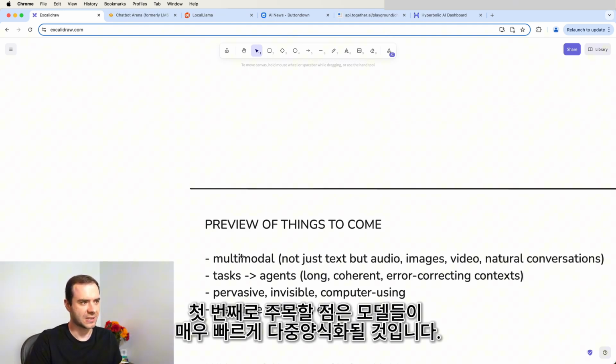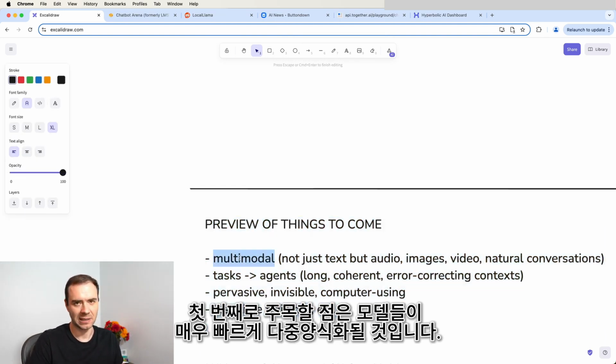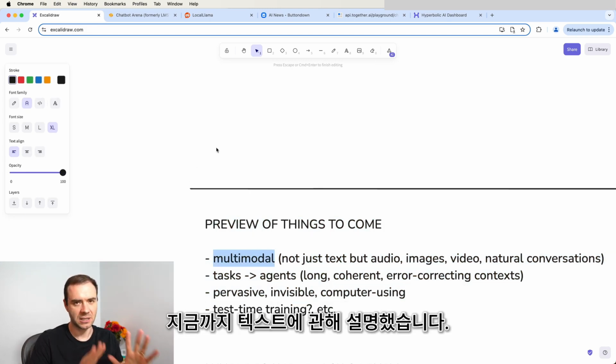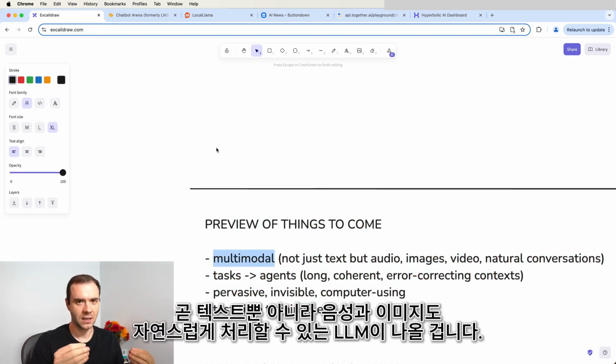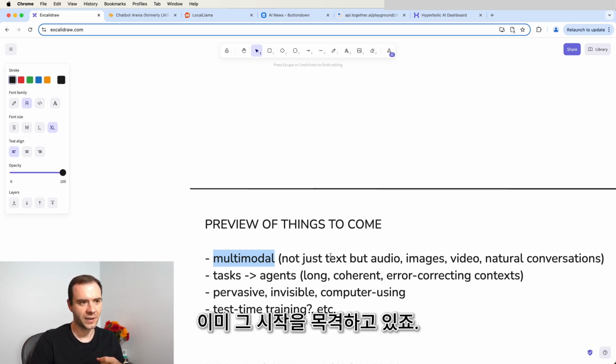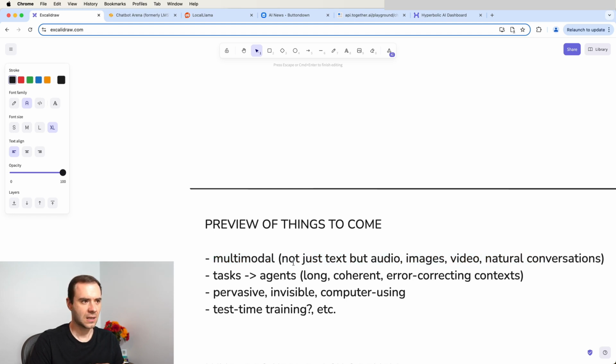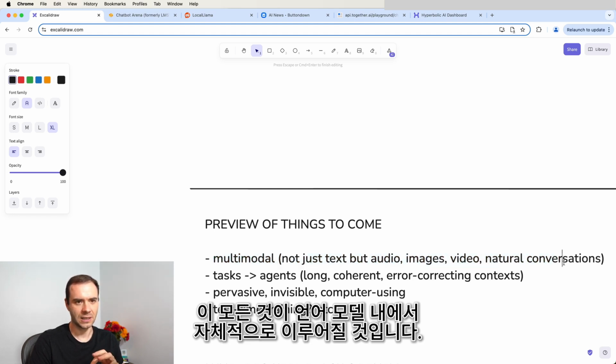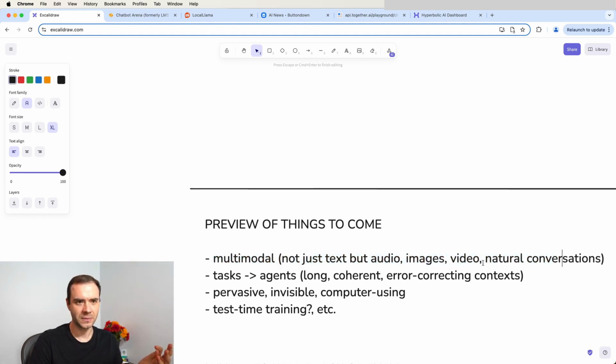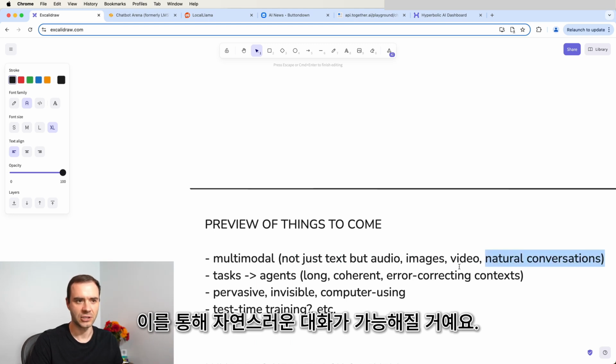The first thing you'll notice is that the models will very rapidly become multimodal. Everything I've talked about above concerned text, but very soon we'll have LLMs that can not just handle text, but they can also operate natively and very easily over audio, so they can hear and speak, and also images, so they can see and paint. We're already seeing the beginnings of all of this, but this will be all done natively inside the language model, and this will enable natural conversations.